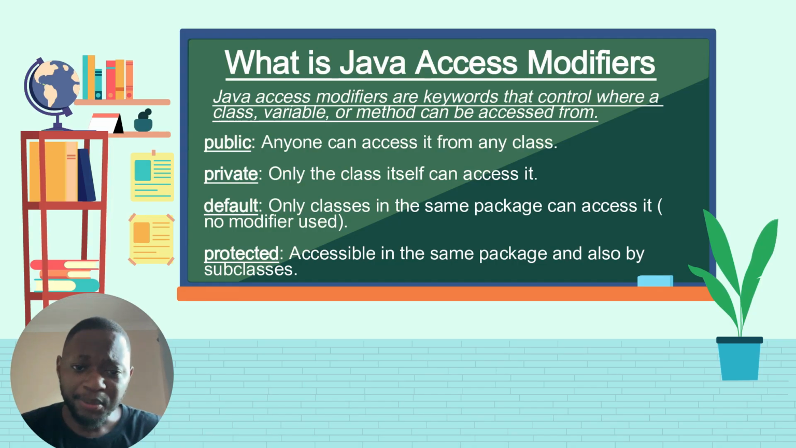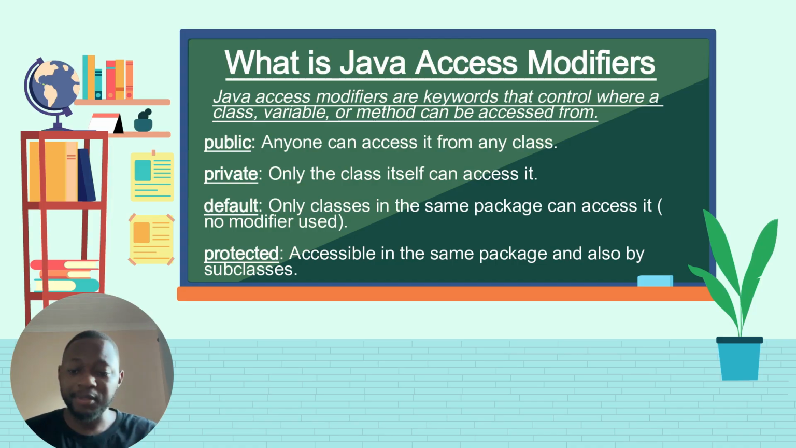The public modifier means that whatever has the public keyword in Java can be accessed from any package and any class. And whatever has the private keyword or modifier means that it can only be accessed within the class it is specified in. You can't access it outside the class, you can only access it inside the class itself.